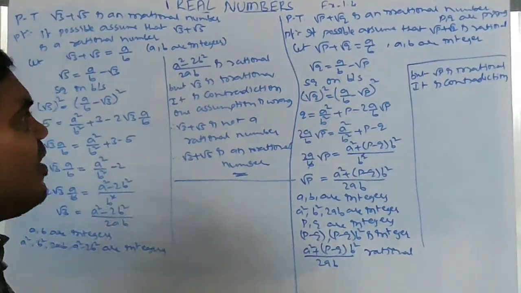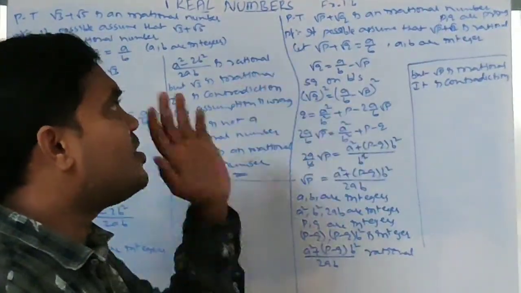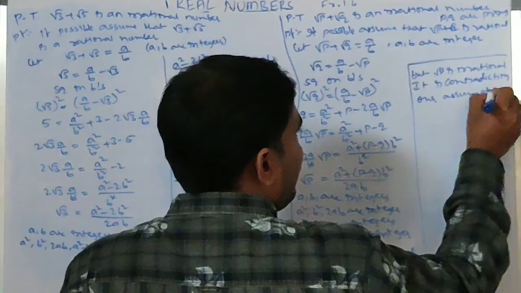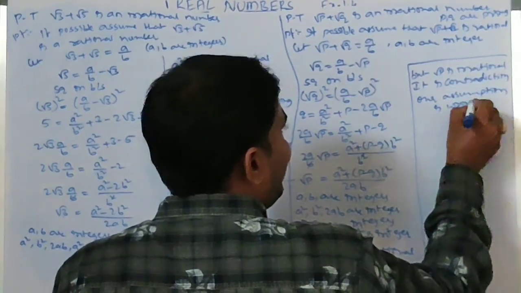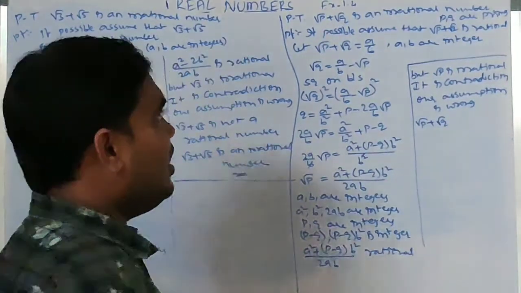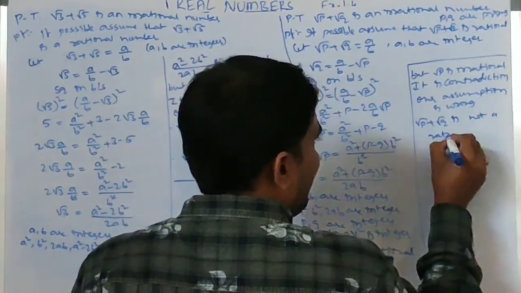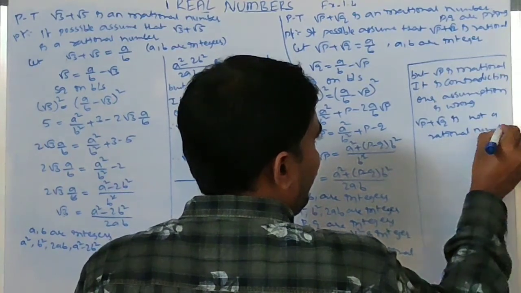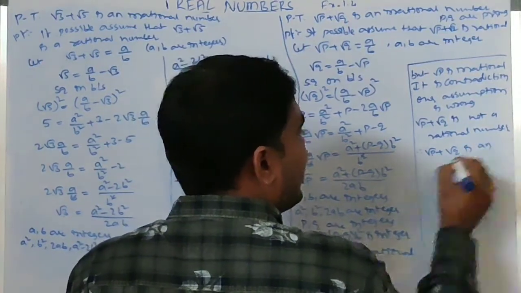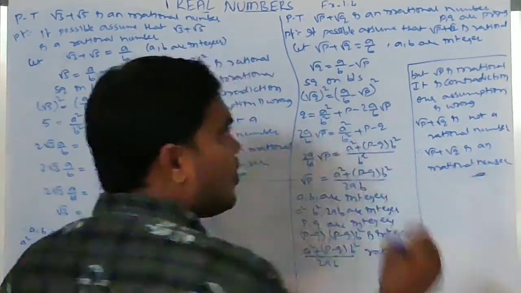So why did the contradiction come? Because whatever assumption we made is wrong. What is our assumption? That root p plus root q is a rational number, which is not correct. So therefore root p plus root q is an irrational number. So this is the required proof.